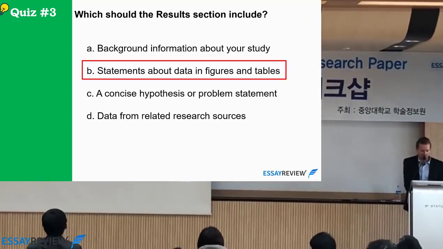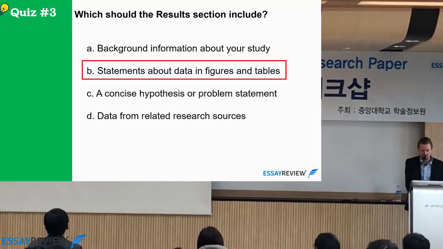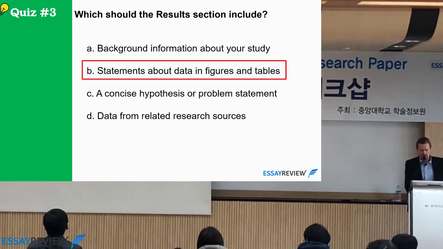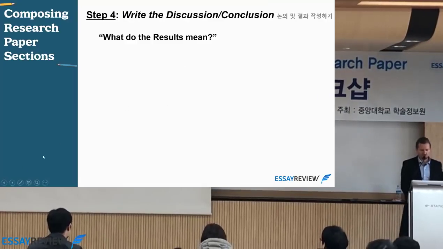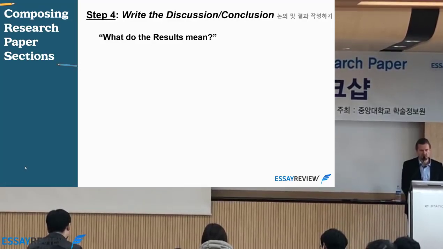Right, your data in the figures and tables are the results written as sentences in the order so the reader understands. That's all it is. Okay, you only get 1 question for results. The 4th step, which is the 4th section, is the discussion section. So you're going to say here what the results mean.